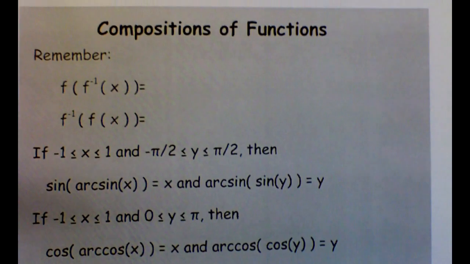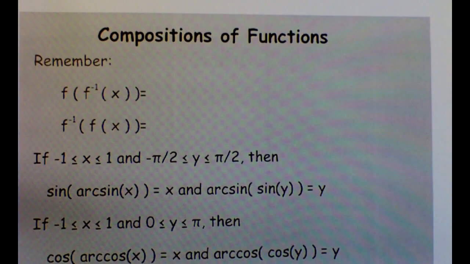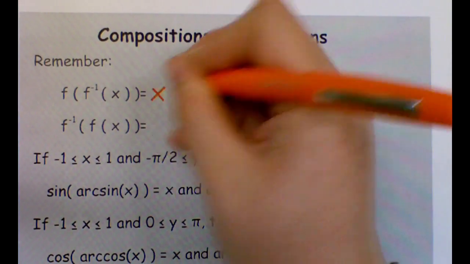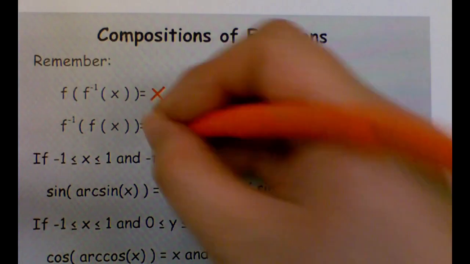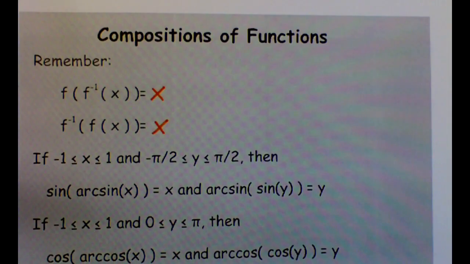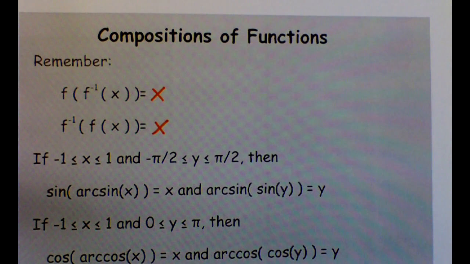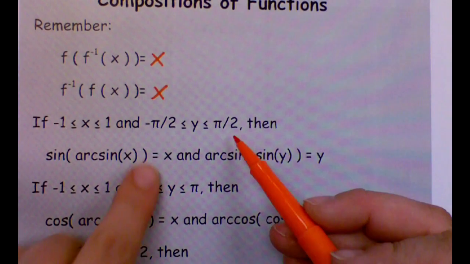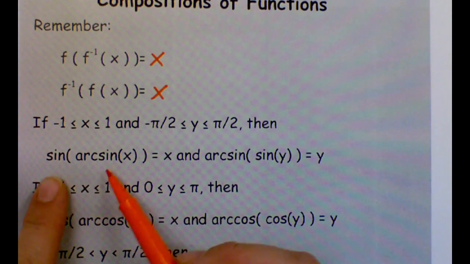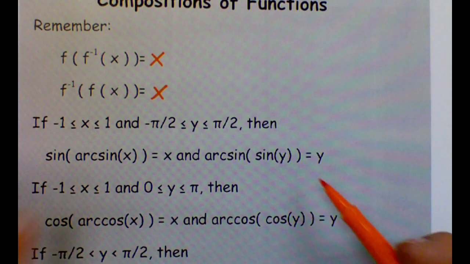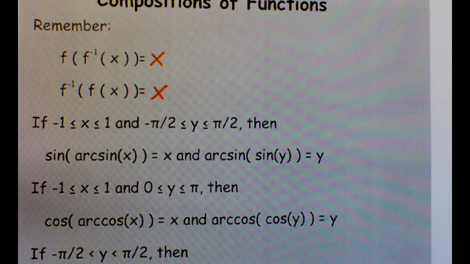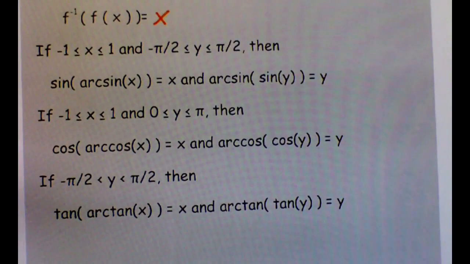All right, so then we'll talk compositions of functions. A reminder that f of its inverse simplifies to x, and the inverse of f also equals x. If I plug a function into its inverse or vice versa, it simplifies to just x. So if x is between -1 and 1, and y is between -π/2 and π/2, then sine of arcsine of x equals x, and arcsine of sine of y equals y. Basically, if my x and my y are in those ranges, then they simplify to each other. Same thing with cosine: if x is between -1 and 1 and y is between 0 and π, cosine and arccosine cancel each other out. And if y is between -π/2 and +π/2, tangent and arctangent cancel each other out.